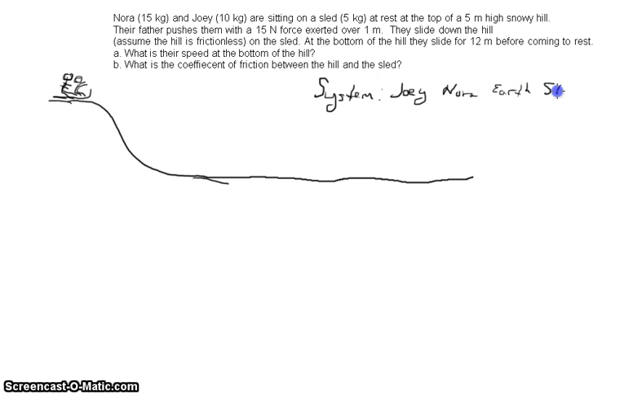And the sled. Alright, so we're going to look at the bottom of the hill to answer part A. So we'll start at the top of the hill and call it A. Right at the bottom of the hill will be B. And in this part from B to C there's friction. So there's no friction from A to B, and then there's going to be friction.